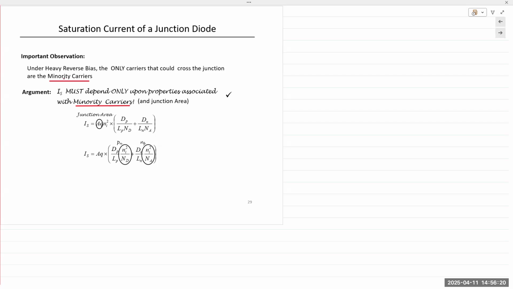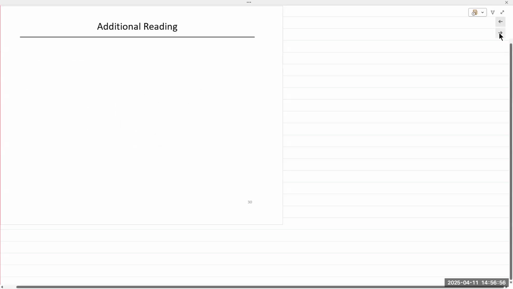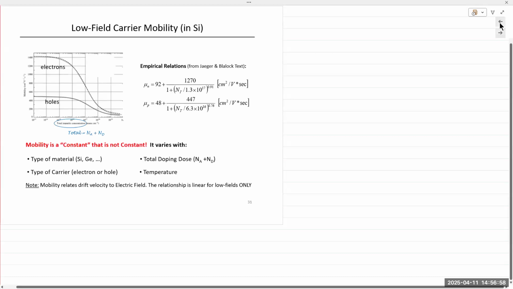A is the total junction area, Ni squared is the intrinsic carrier concentration, D is the diffusion constant, and Nd and Na are the doping concentrations. The D and L are the constants that we use for the equations. But typically, I don't go into much further detail than this. There is further reading if students would like to do after these slides.